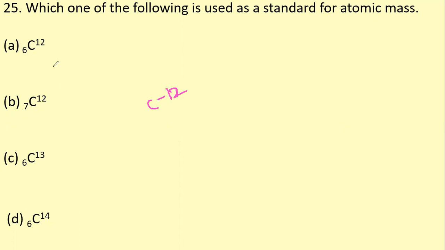Because we all know the atomic number of carbon is 6, when we check option A, this will have 6, that is atomic number, and this is the mass number. So option A matches with the given data, but we have to check the remaining options also. This is not the right answer because 7 is not the atomic number of carbon. 6 is the atomic number, but 13 is not the mass number and 14 is also not the mass number. 6C12, that is option A, is the right answer.